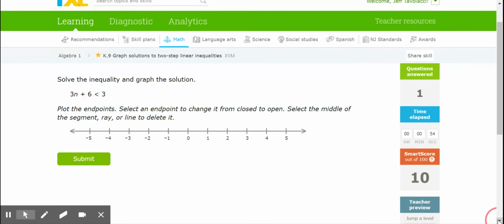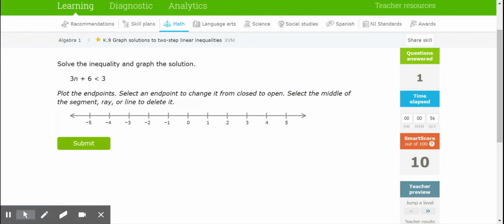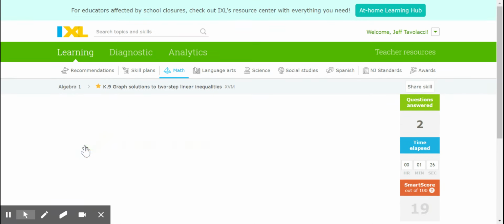Okay, now 3n plus 6 is less than 3. Subtract 6 from both sides. That gives me 3n is less than negative 3. Dividing both sides by a positive 3, we're going to get n is less than negative 1. Now, negative 1 is going to be the boundary, but we don't actually want that point. So we're going to double click it again, leave that open, and now touch the end of the graph to extend the ray to negative infinity.